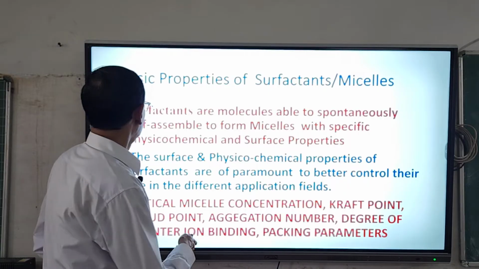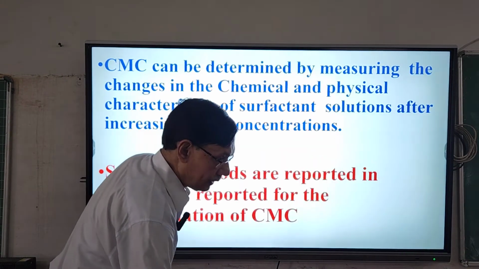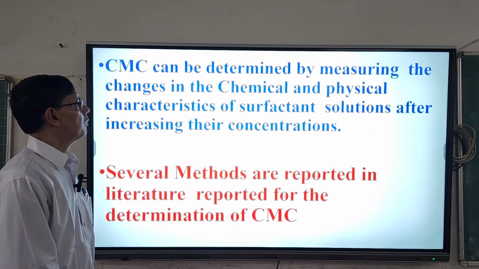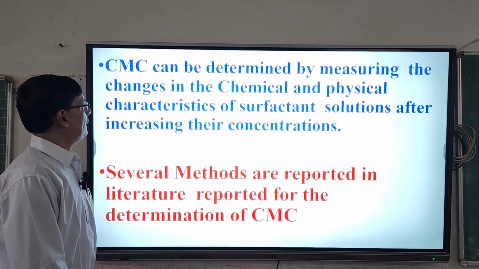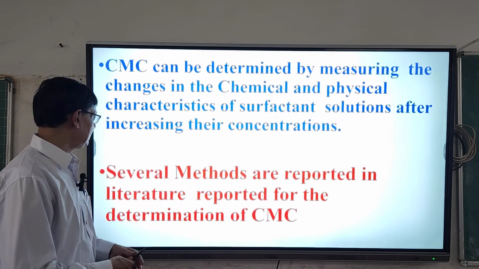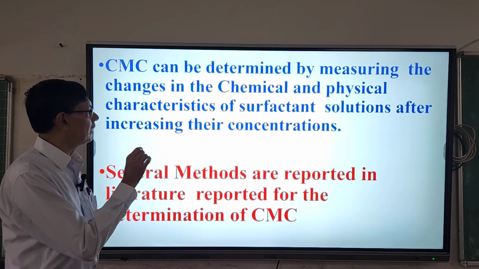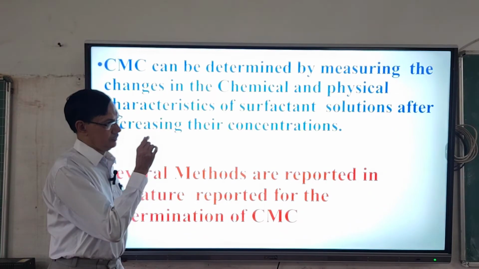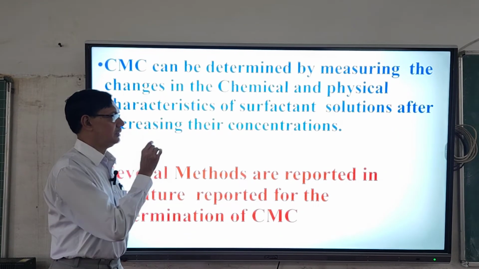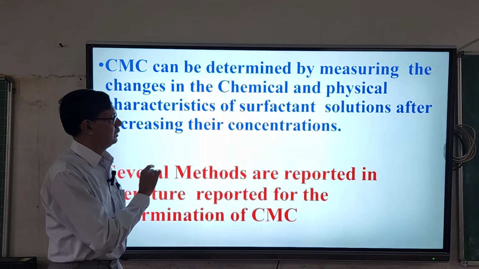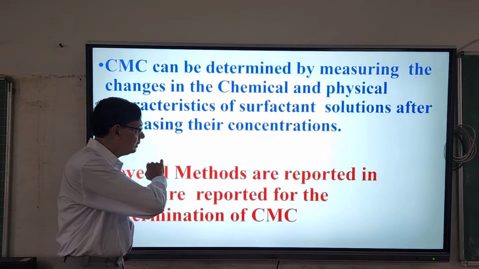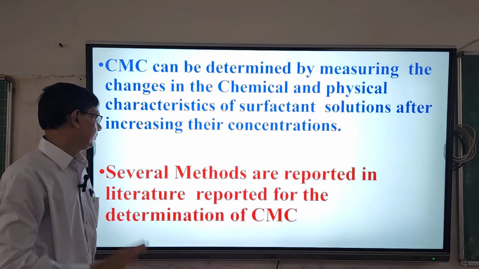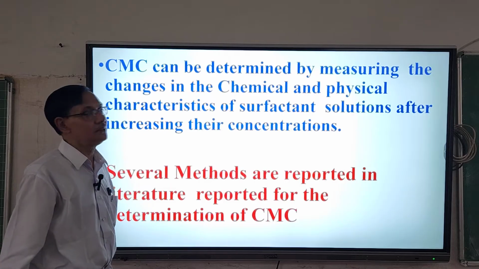Now, as I told you, CMC is the most important point. And if you ask me, sir, what is the simple definition of the critical micelle concentration? I will tell you that it is the minimum concentration, or this narrow range of concentration, when surfactant self-organizes and forms the micelles. Now my second point, what are the various methods?